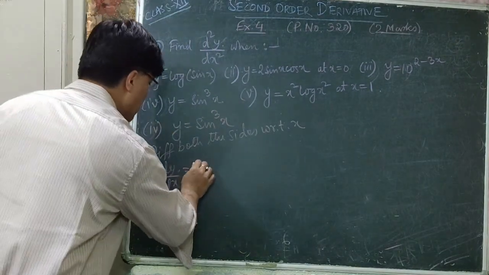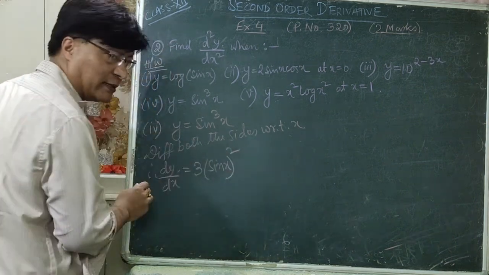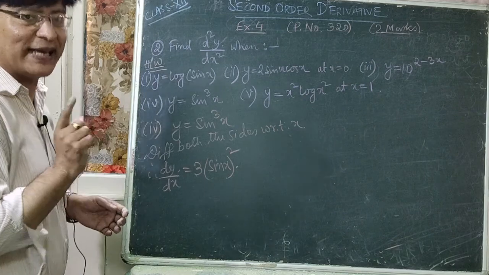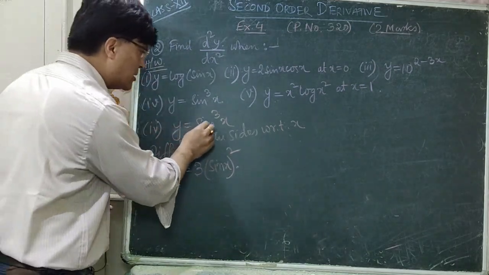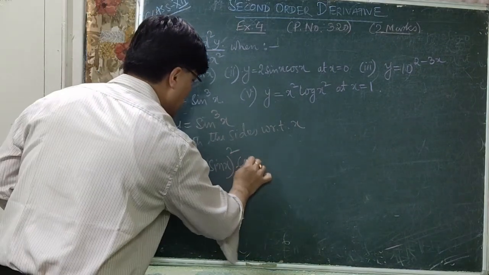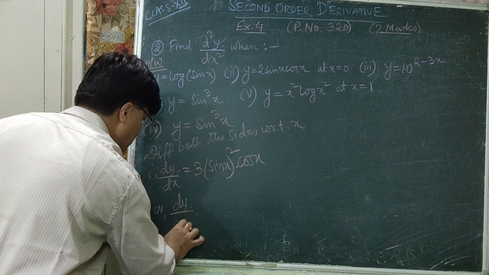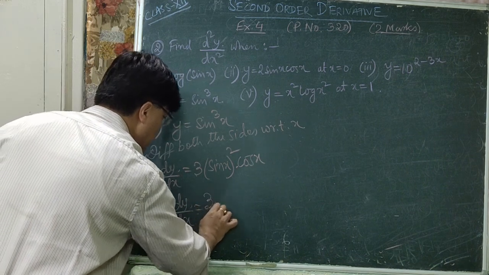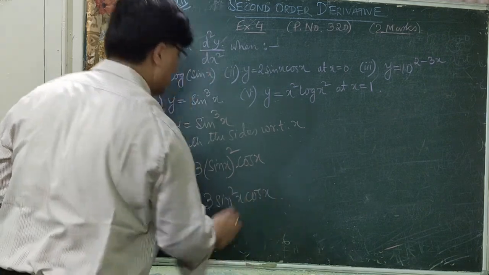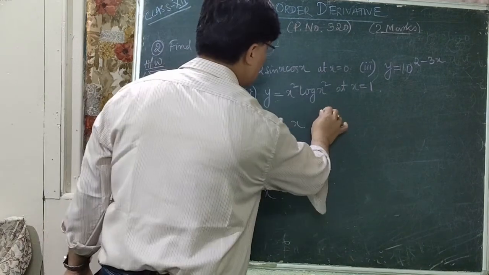So here it is 3 into sin x whole square into, again differentiate the term which is assumed as x. So which function is assumed as x? That is sin x. So what is this differentiation? It is cos x, right? So this one is your dy by dx is equal to 3 sin square x into cos x. Is that clear? Now again you have to differentiate it.